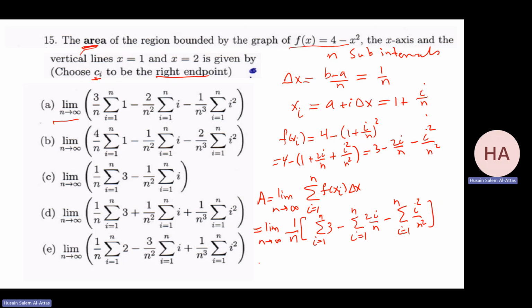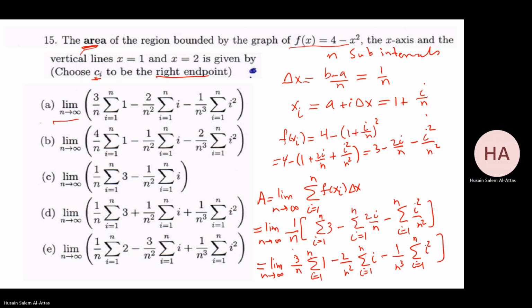This is a constant, I can take it outside. That will be limit n goes to infinity. This 3 can be taken out: 3 over n summation i equals 1 to n of 1. Now 2 over n I take outside. That will be minus 2 over n squared summation i equals 1 to n of i. I want to write it the same way he wrote it. Minus, I took 1 over n squared outside, that will be 1 over n cubed summation i equals 1 to n of i squared. The limit of this is the answer.